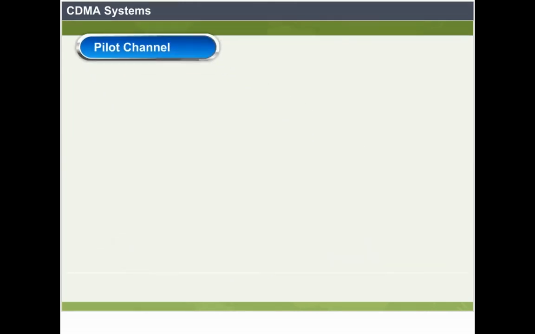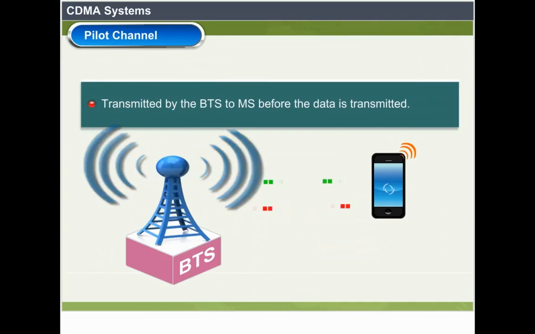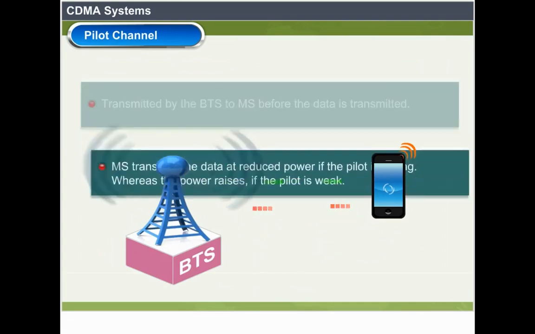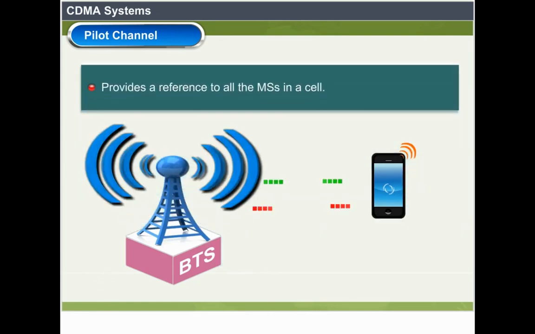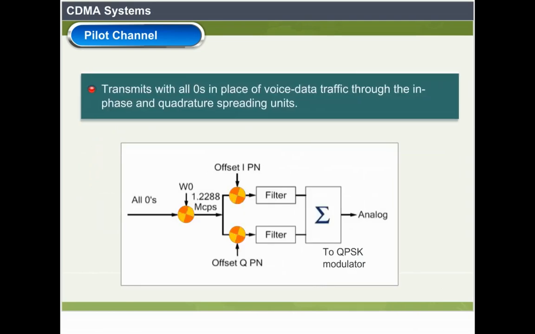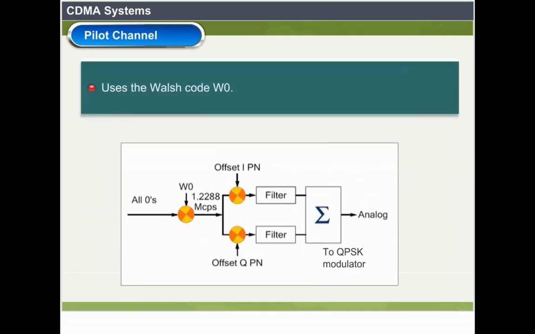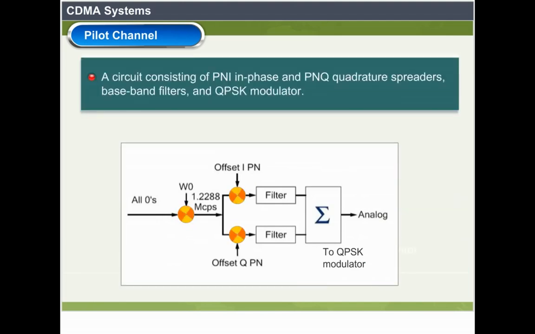Pilot channel. Transmitted by the BTS to the MS before the data is transmitted. The MS transmits the data at reduced power if the pilot is strong and raises the power if the pilot is weak. It provides a reference to all the MSs in a cell. It transmits all zeros in place of voice data traffic through the in-phase and quadrature spreading units, and uses the Walsh code W0. It is a circuit consisting of PNI in-phase and PNQ quadrature spreaders, baseband filters, and a QPSK modulator.